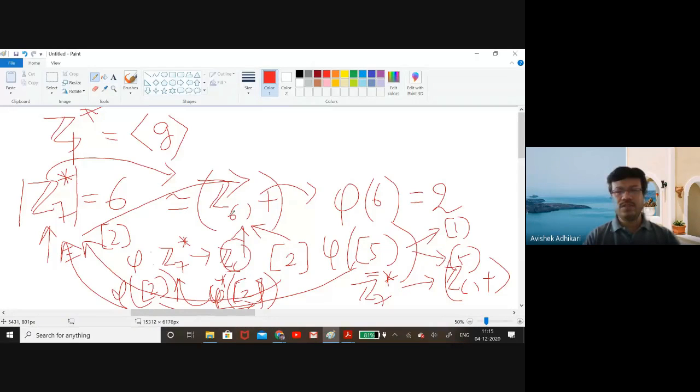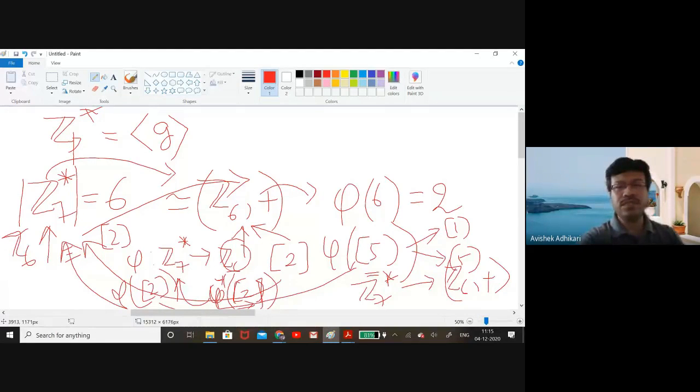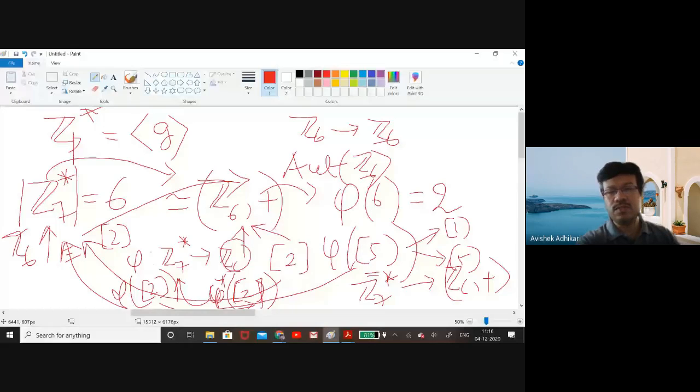So it is nothing but the cardinality of the automorphism group. This is also nothing but the cardinality of the automorphism group, that is, the isomorphisms from Z6 to Z6. Those also form a group, which is known as the automorphism group, and its cardinality is nothing but phi of 6, and that is 2.